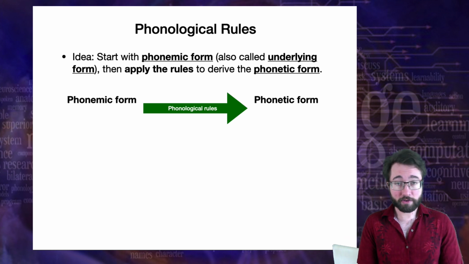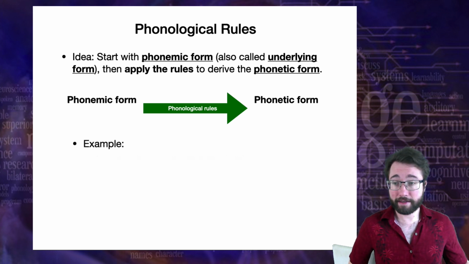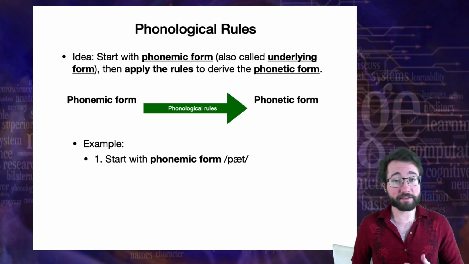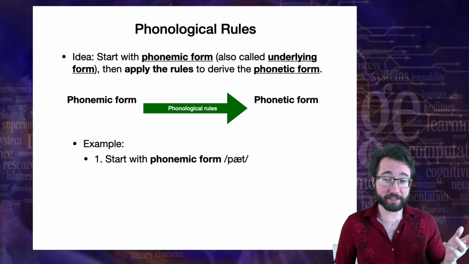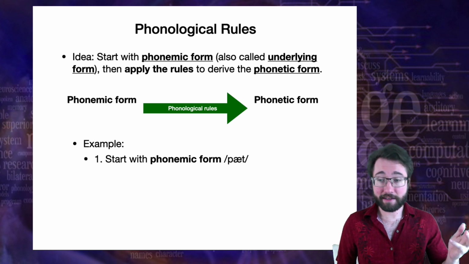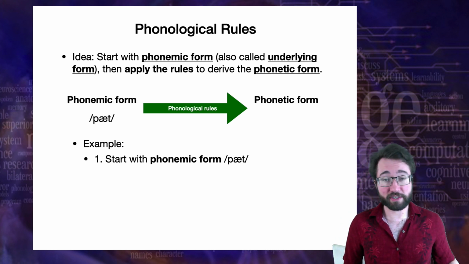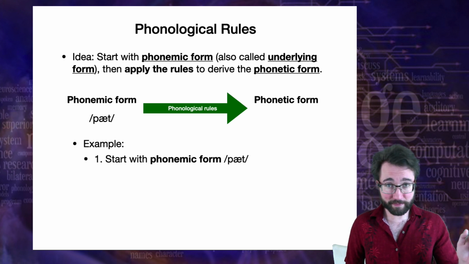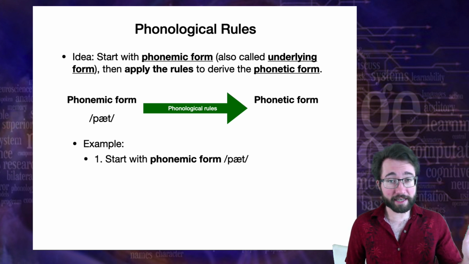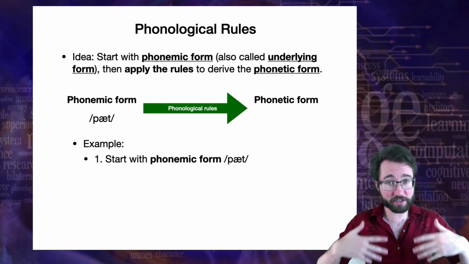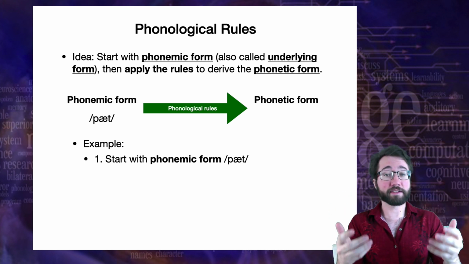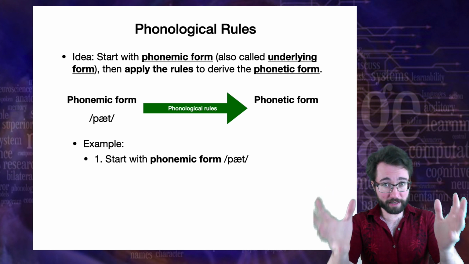For example, you might ask how an underlying form, representing the word pat in English, is translated into the phonetic form which you can actually pronounce and hear. So we have a phonemic form, which consists of the phoneme p followed by the phoneme a followed by the phoneme t in English. Now the idea is we want to apply the phonological rules, which apply to all the different phonemes in this underlying form, until at the end of the day we have the phonetic form.